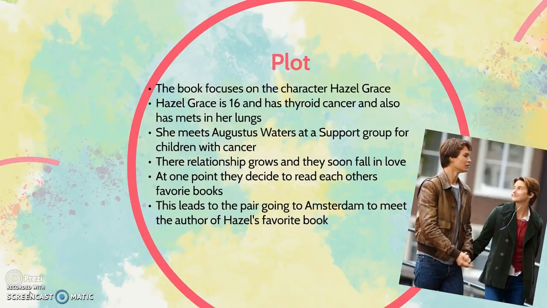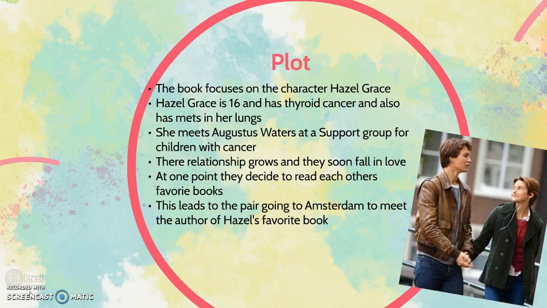We're going to start talking about the plot first. So the book's main character is Hazel Grace. She is 16 and has thyroid cancer, and she also has mets in her lungs, which makes it hard for her to breathe, and it also causes fluid to build up on her lungs, so she has to wear an oxygen tank at all times.